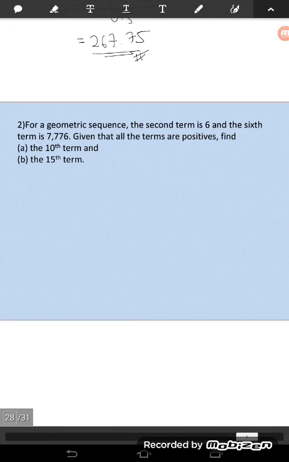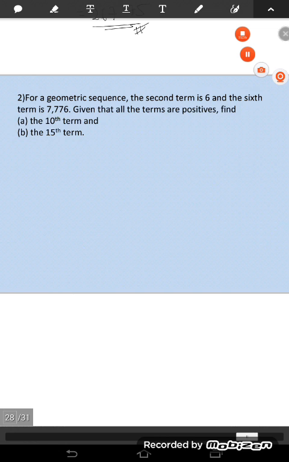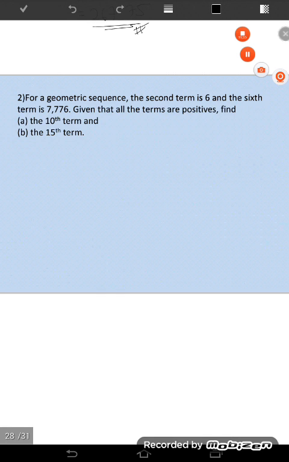Okay, so next, lagi dan habis last. So for a geometric sequence, the second term is 6 and the sixth term is 7,776. Given that, okay, so given that all the terms are positive, find the 10th term. So nak cari term yang ke 10. Okay, so second term is equal to 6 and sixth term is equal to 7776. Okay, so to find 10 terms, so we need first term and common ratio.